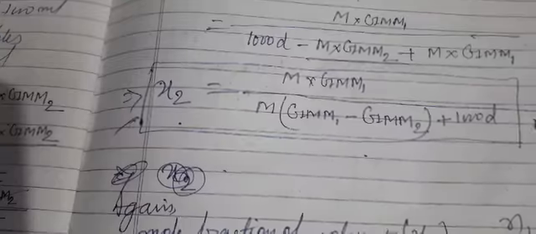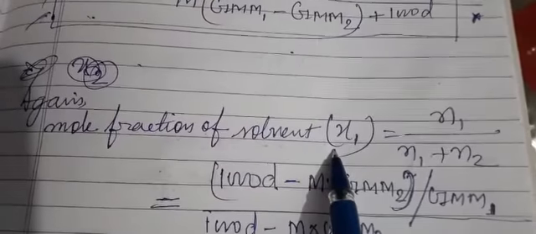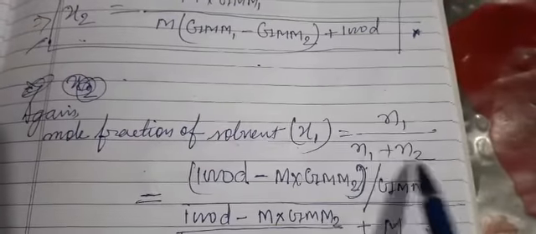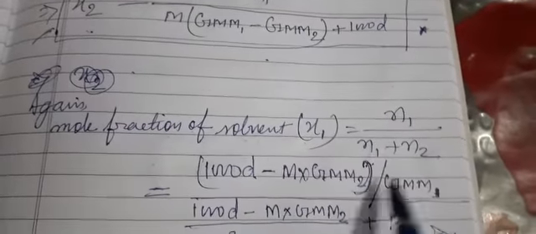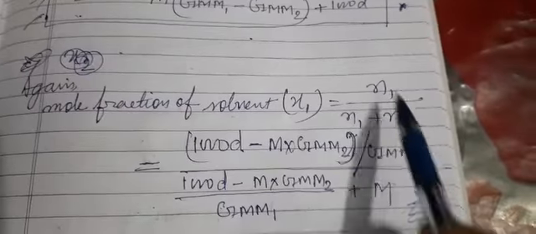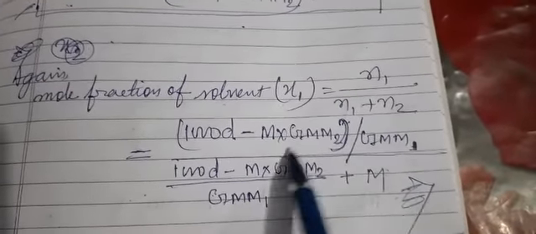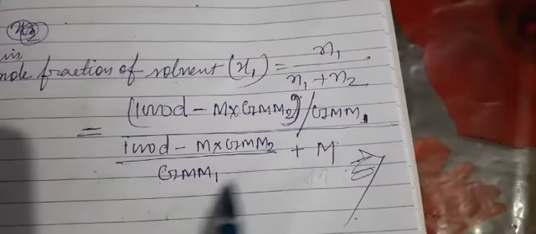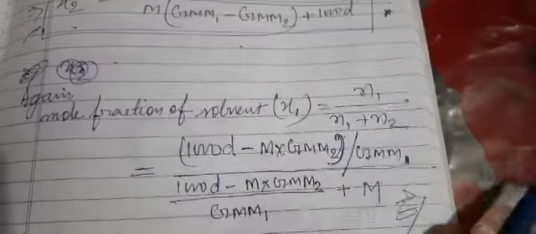Okay, so now we have got x2. Now we will find out x1, that means the mole fraction of the solvent. x1 equals N1 by N1 plus N2. The value of N1 is known to me, and the value of N2 is known to us. So the values of N1 and N2 must be written here. So this is the value of N1, and this is the value of N2.